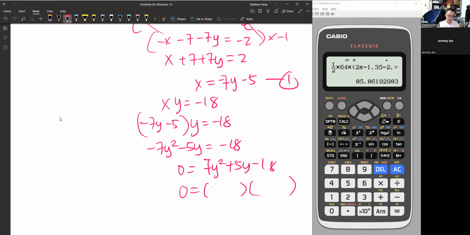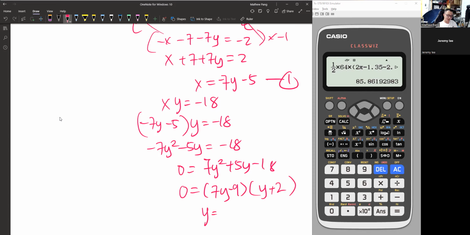Factorize it. 7y and y. 18 to get 5: 9 and 2. 9 and 2 here. 14, right? Plus minus 9. So y equals 9 over 7, or y equals negative 2. In this question, x and y can be any value. It doesn't matter. So yeah, then we want to find x.